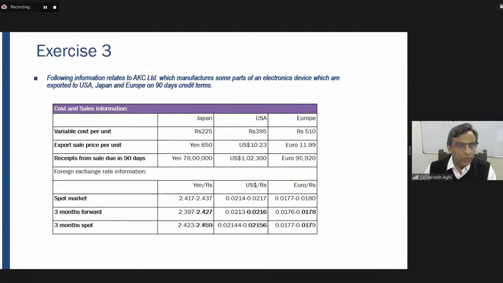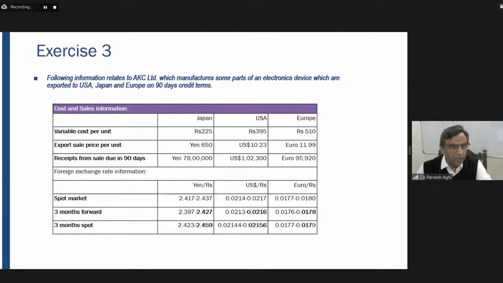And in dollar terms, they are going to receive from the USA $1,02,300, and in euros 95,920. Now, the following is the exchange rate information. The spot rate is given, along with the 3-month forward rate and the 3-month spot rate. Mind you, 3 rates are given: the spot rate, that is today's rate; the 3-month forward rate; and the 3-month rate, I mean, after the 3 months are over. So what is the spot rate at that time?